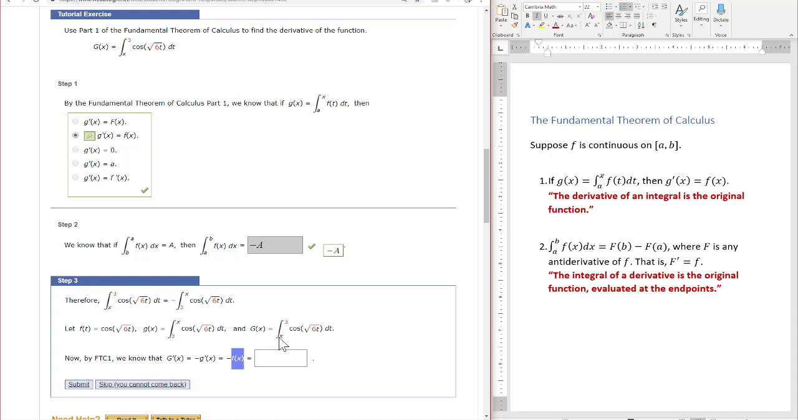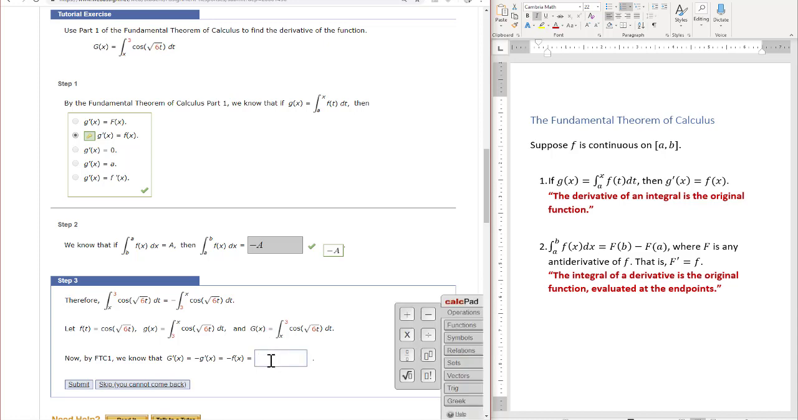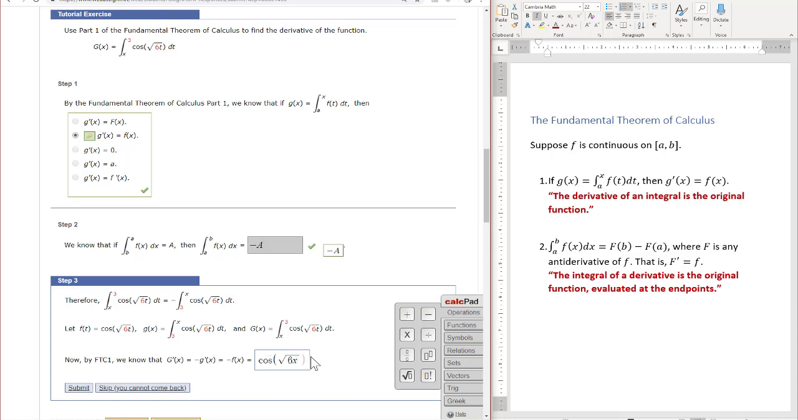But if we switch the order, they define that as capital G, then the derivative of that is the same as the f, which is cosine squared of 6t. And so we want to replace the t with the x, and we also want to throw in the negative sign in front of that because of the order of the limits of integration.